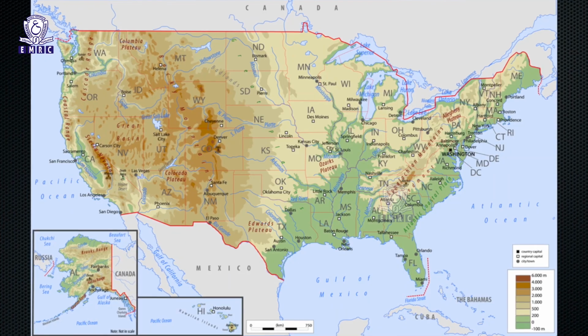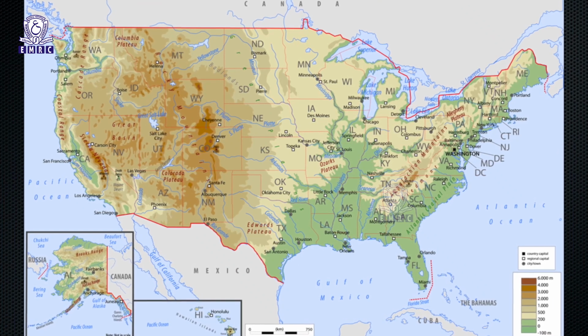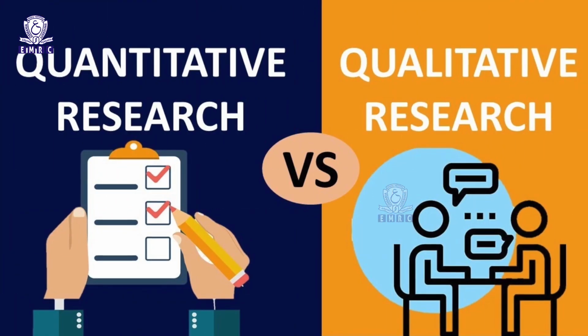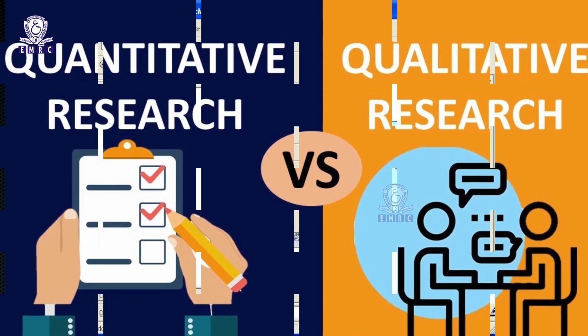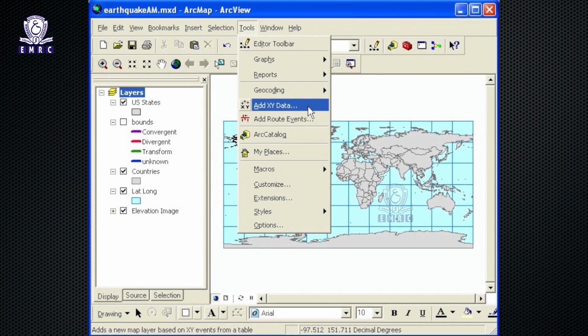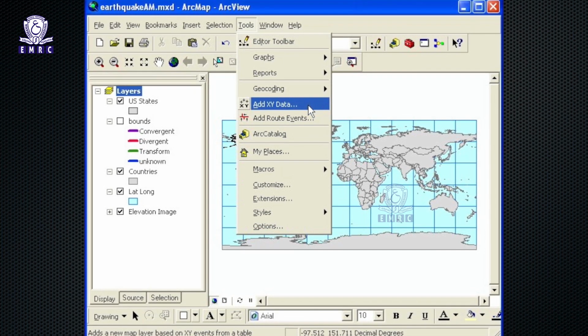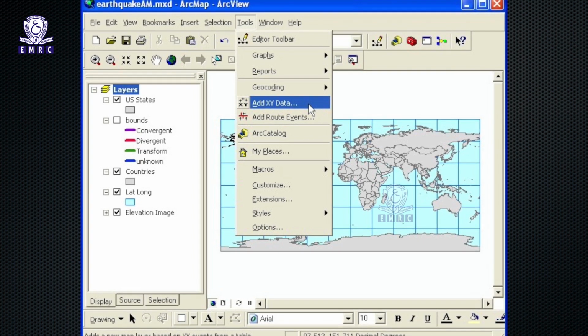Attribute data describes the characteristics of the spatial features. It holds the characteristics of the spatial features and the descriptive information about the geographic features. These characteristics can be quantitative and qualitative in nature. Attribute data are non-spatial data associated with time and area entities. Attribute data is often referred to as tabular data.